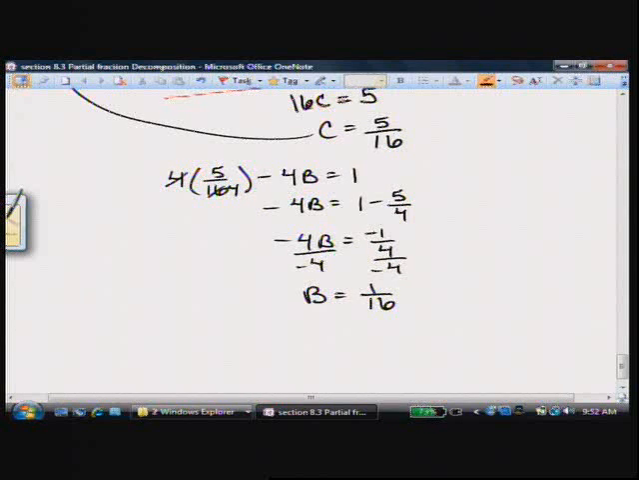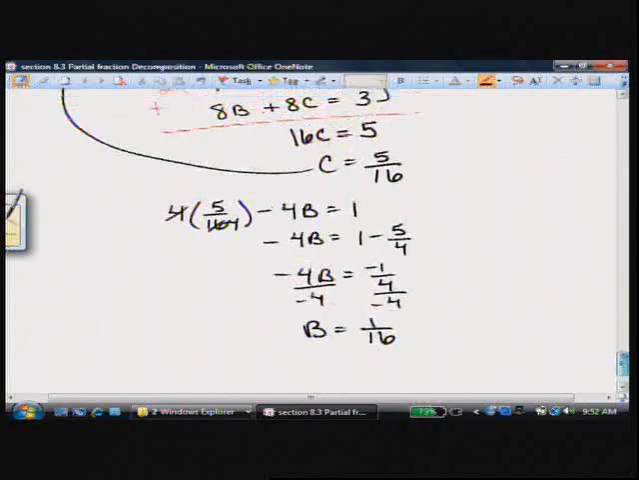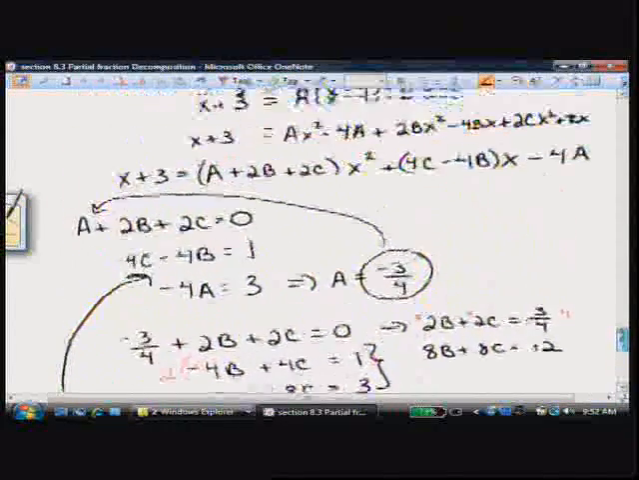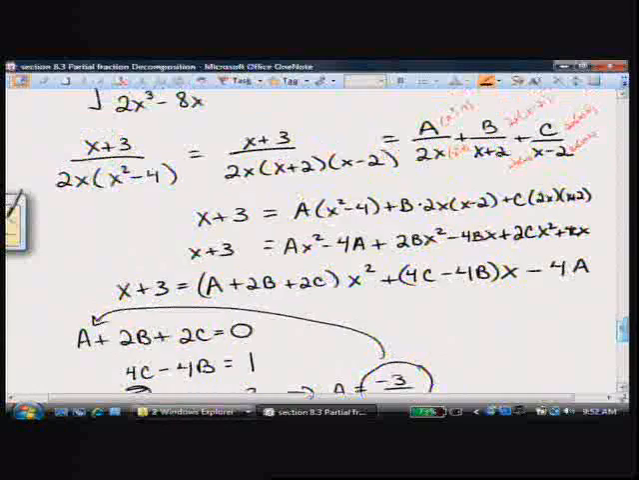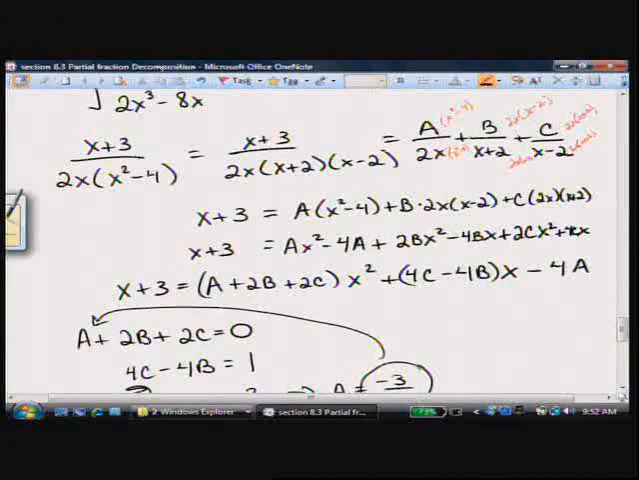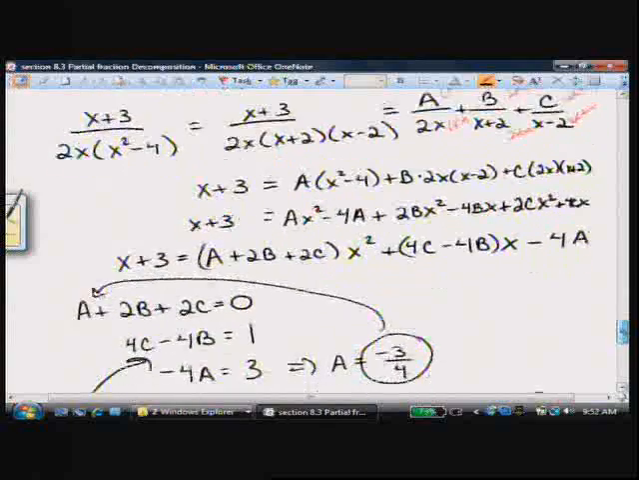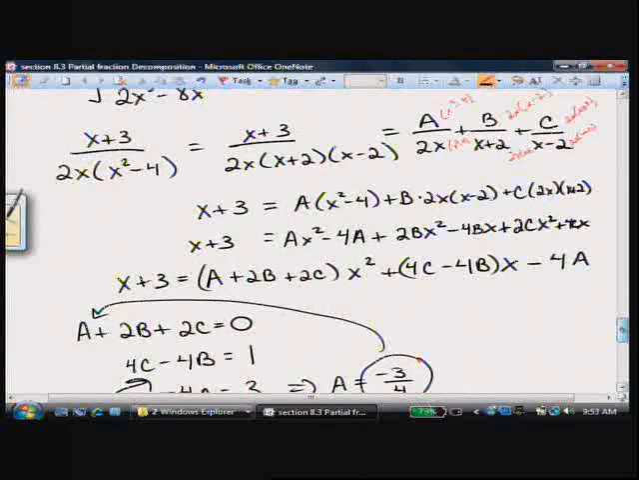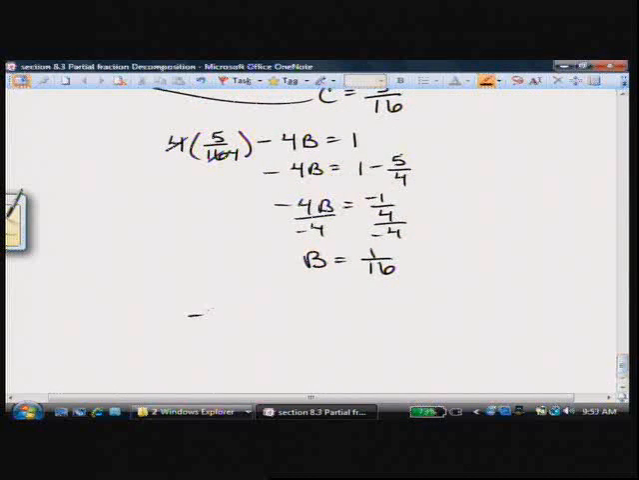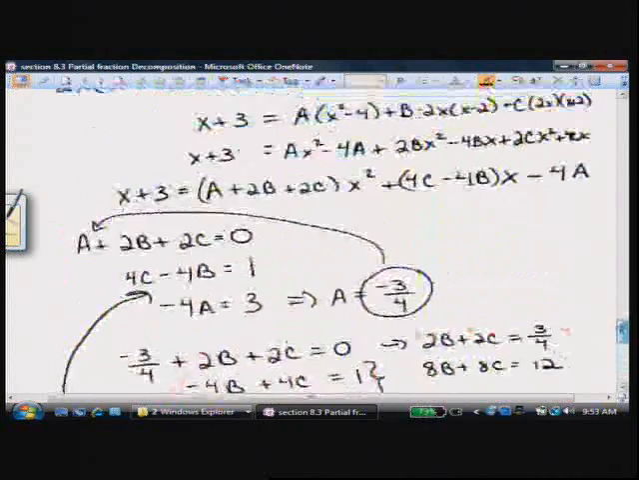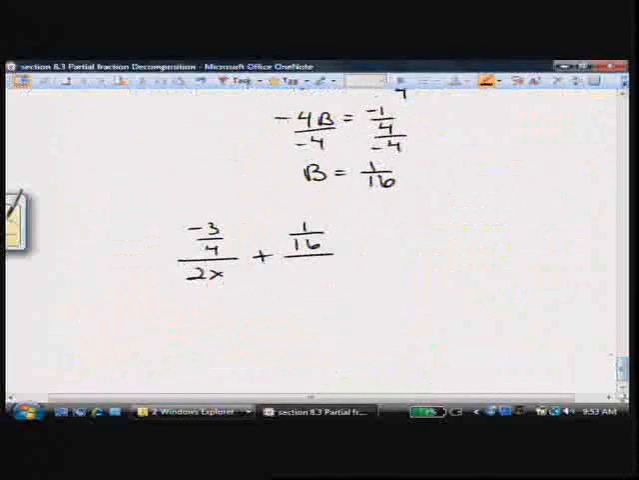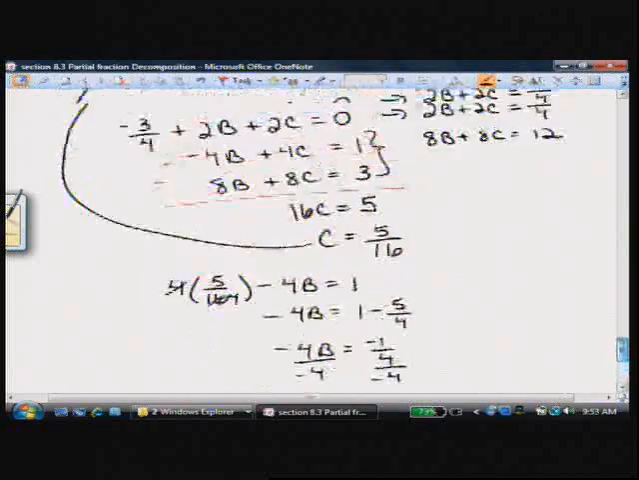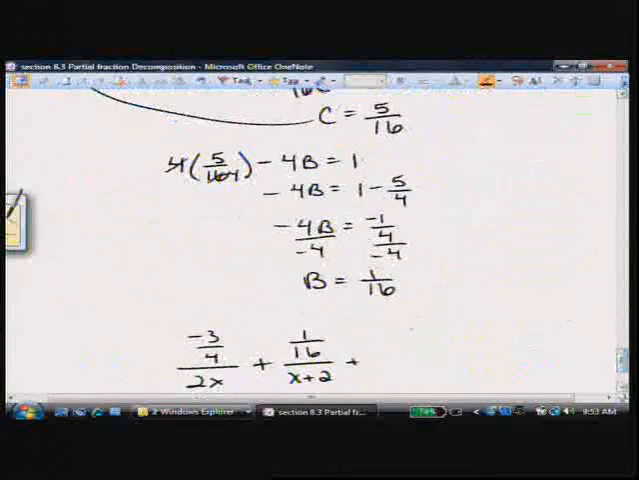All right, so you come back up here, and so you get negative 3 fourths over 2x plus 1 sixteenth over x plus 2. Plus, what was C? 5 sixteenths over x minus 2.